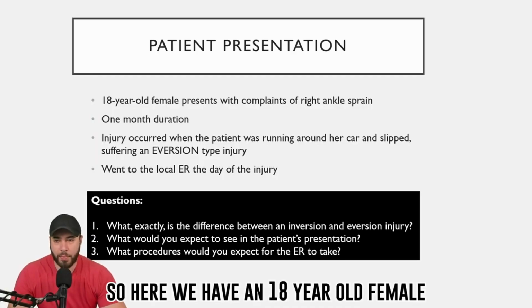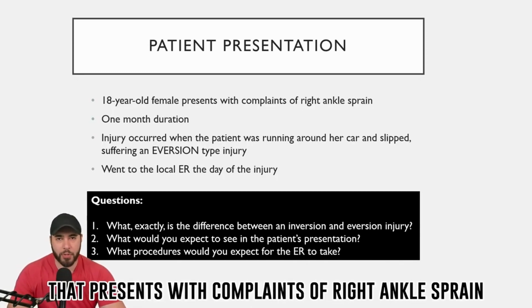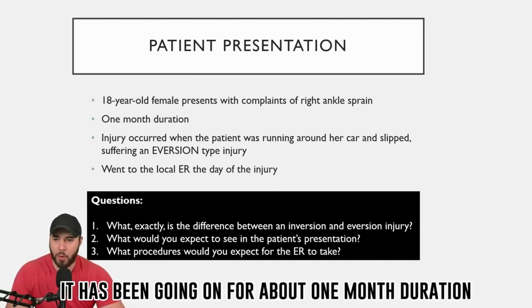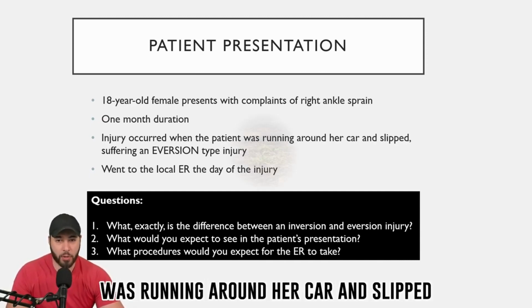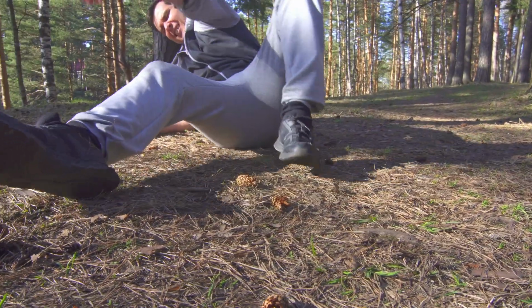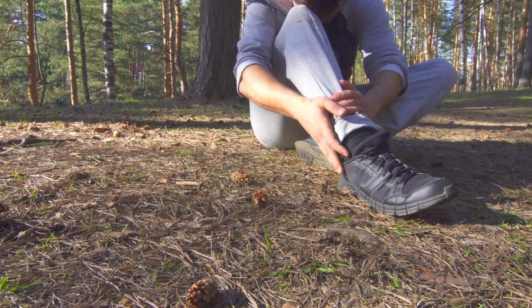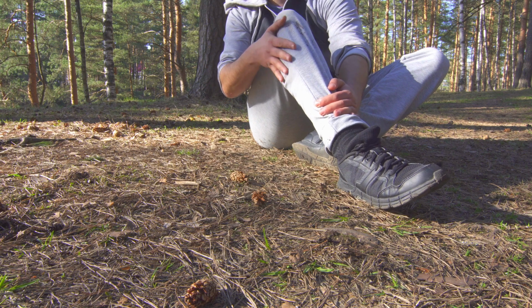So here we have an 18-year-old female that presents with complaints of right ankle sprain. It has been going on for about 1 month duration. The injury occurred when the patient was running around her car and slipped, suffering an eversion type of injury. She went to the local ER on that day of injury.